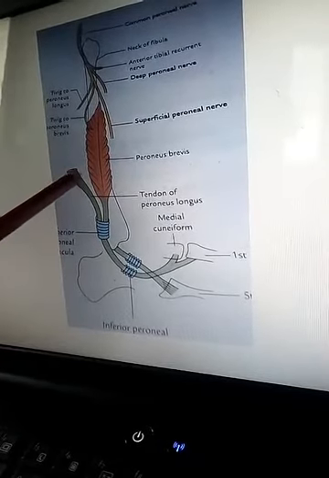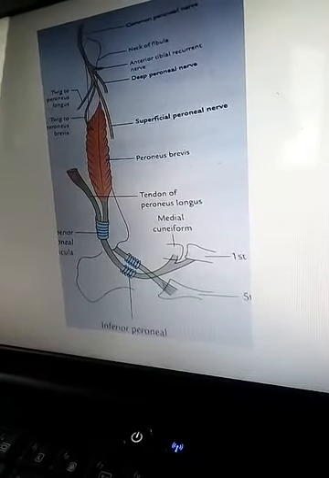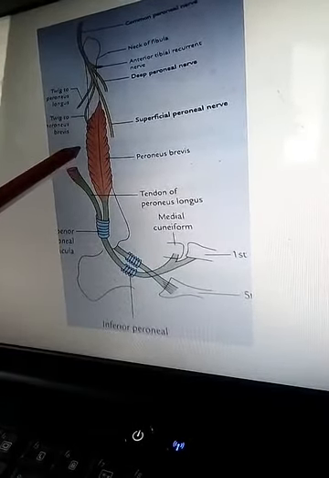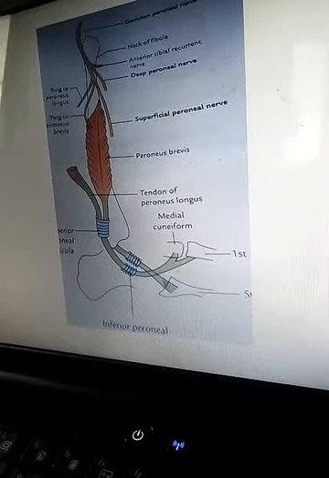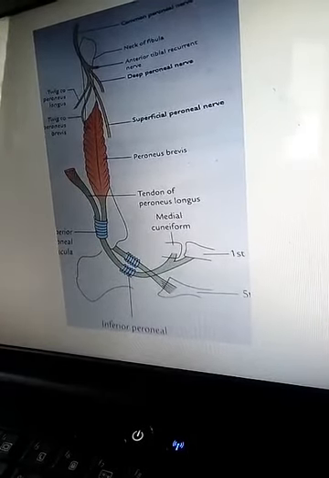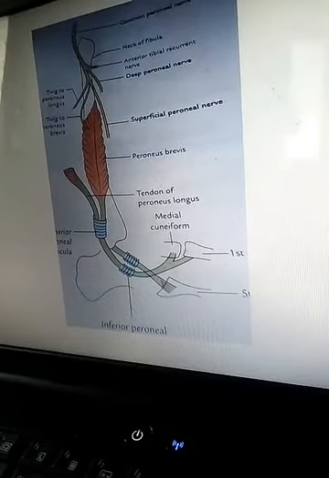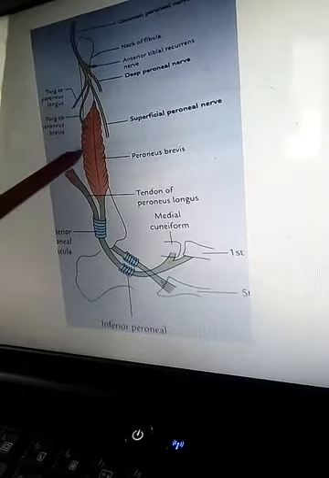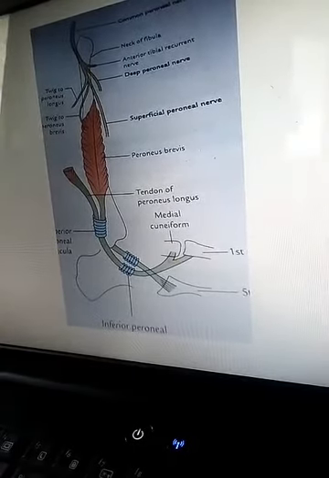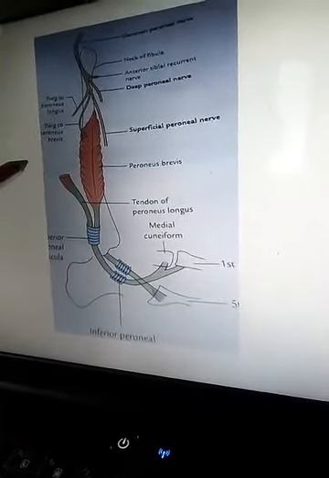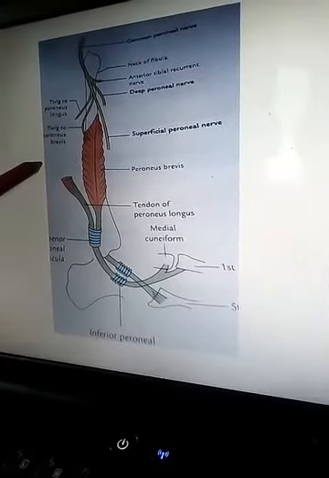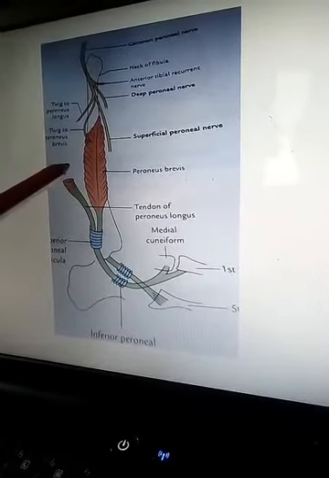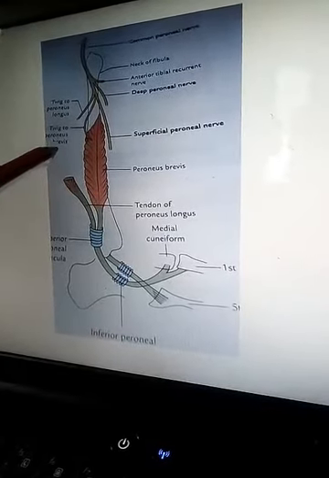longus. At the junction of the upper 2/3 and lower 1/3 of the leg, it pierces the deep fascia and soon divides into medial and lateral terminal branches which reach the dorsum of the foot. Now, branches. It gives muscular branches to the Peroneus longus and Peroneus brevis. Cutaneous branches supply the skin of the lower 1/3 of the lateral side of the leg and the dorsum of the foot, except the territory supplied by the saphenous, sural and deep peroneal nerves.